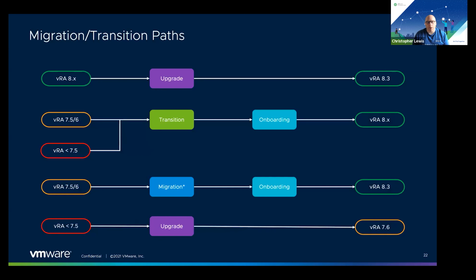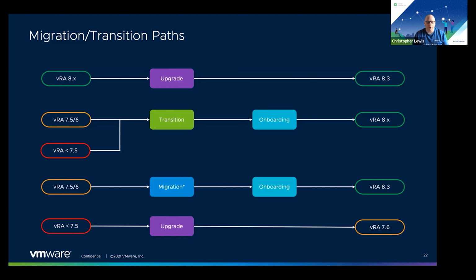What are the migration paths? So where do I get from A to B? If I'm running vRealize Automation 8, it's an in-place upgrade to 8.x, and that's relatively self-explanatory. If I'm running 7.5, I can choose to manually transition 7.5 or 7.6.